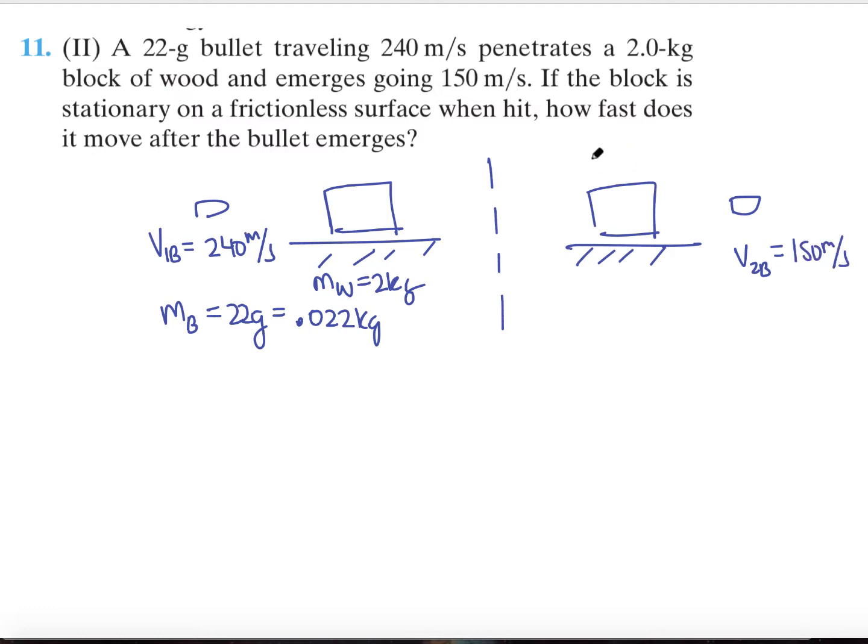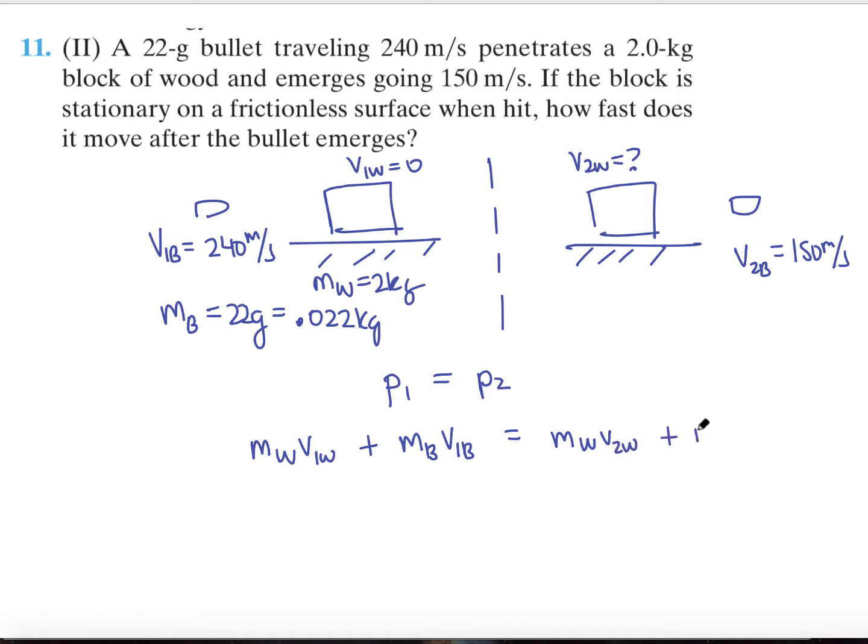So we actually have a case where we need to know the fact that V1 for the wood is 0, and our unknown is actually V2 for the wood. So let's set this up as a conservation of momentum problem. P1 is equal to P2. So mass of the wood times V1 of the wood plus mass of the bullet times its initial velocity is equal to mass of the wood times its final velocity, which is what we're looking for, so V2 wood, plus mass of the bullet times its final velocity.